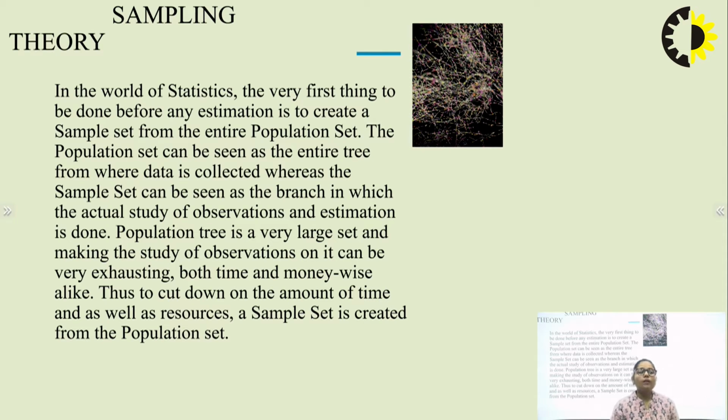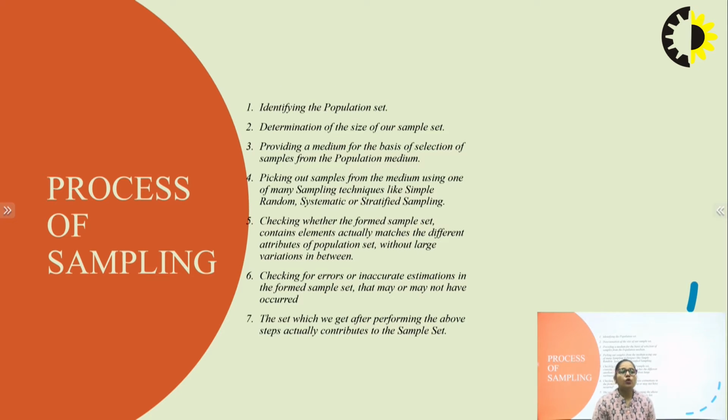To cut down on the amount of data as well as resources, a sample set is created from the population set. Basically, a population set is a whole data set. From that data set, we create our sample sets, and those sample sets are used for training, testing, and validation. In training, we use some amount of sample data to train our model, and for testing we use some amount of data from the sample set, and likewise for validation. This is all called a data set.